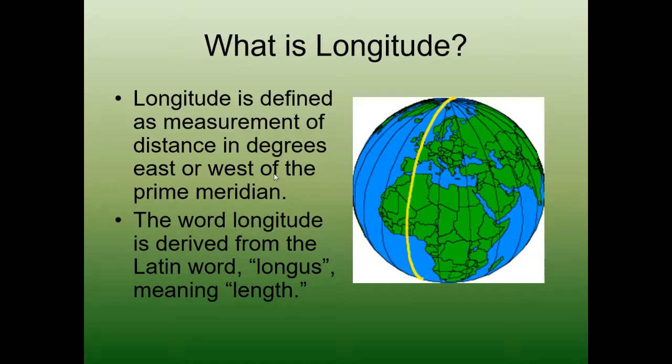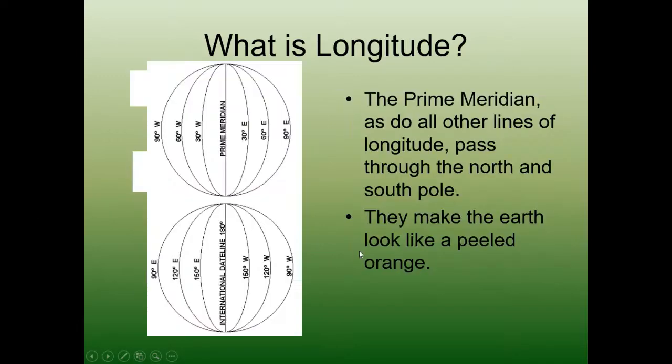So now here's our cross street. Longitude is defined as a measurement of distance of degrees east or west of the prime meridian. So remember, I have to have north or south with my latitude. Now I have to have east or west with my longitude. And the word longitude comes from longus, meaning length.